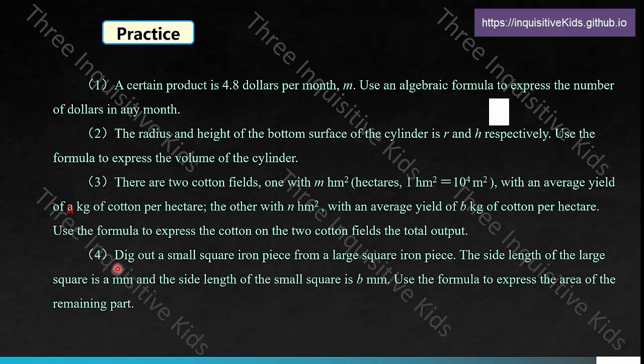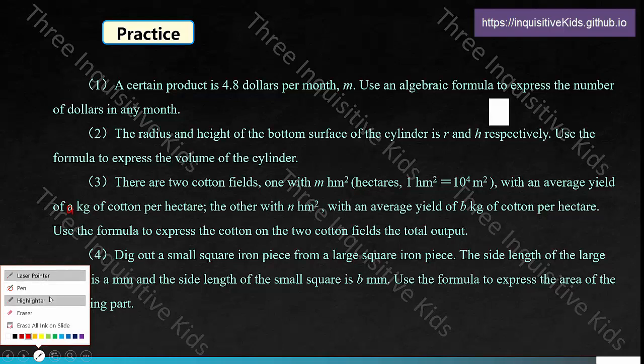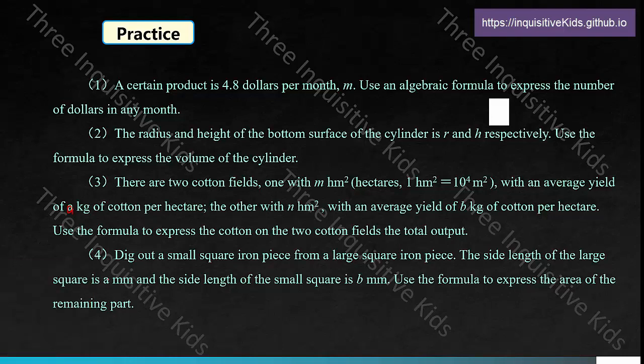And 4. Dig out a small square iron piece from a large square iron piece. The side length of the large square is A millimeters, and the side length of the small square is B millimeters. So that's also another variable, A. Use a formula to express the area of the remaining part. Pause the video and do all of these problems by yourself, and then unpause to reveal the answers.